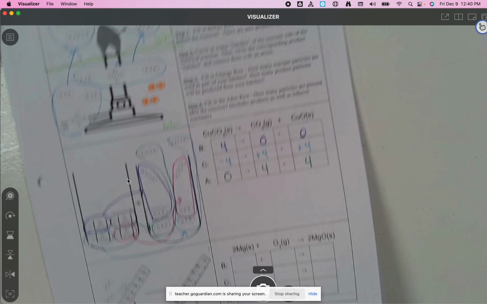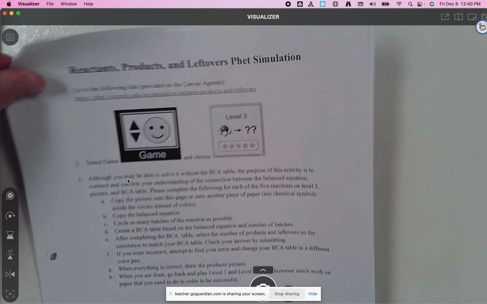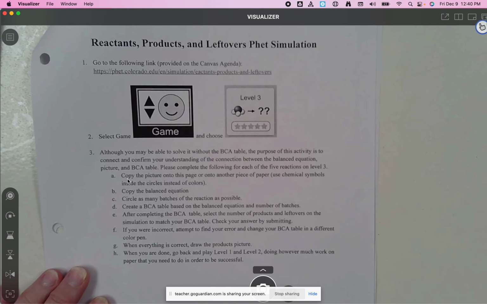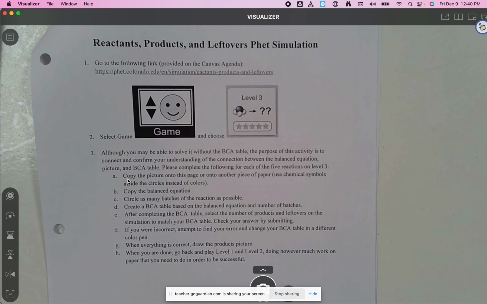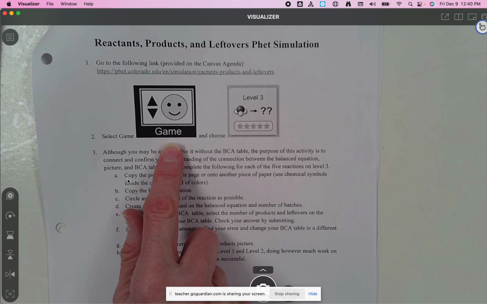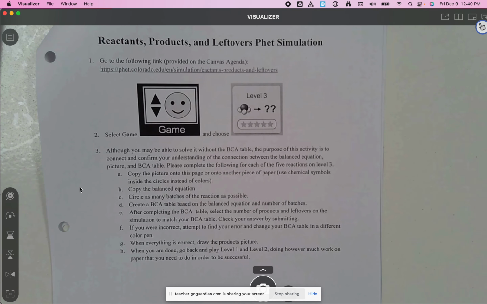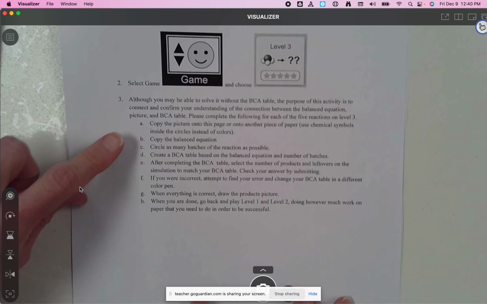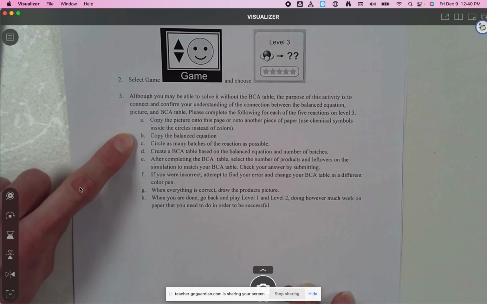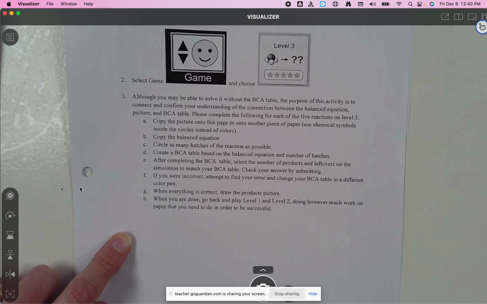You have 4 more to practice with, and then you're going to get out your Chromebooks and you're going to go do a simulation. This is the link to the simulation, but it's also on Canvas. Much easier to open Canvas and just hit the link from there. You're going to pick the game, go to level 3, and the most important part of this is that you do all of these steps for the 5 questions that it's asking in the game.